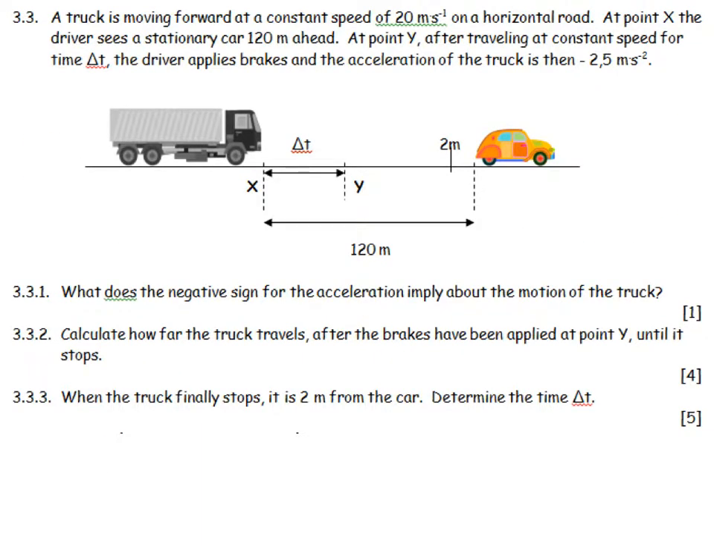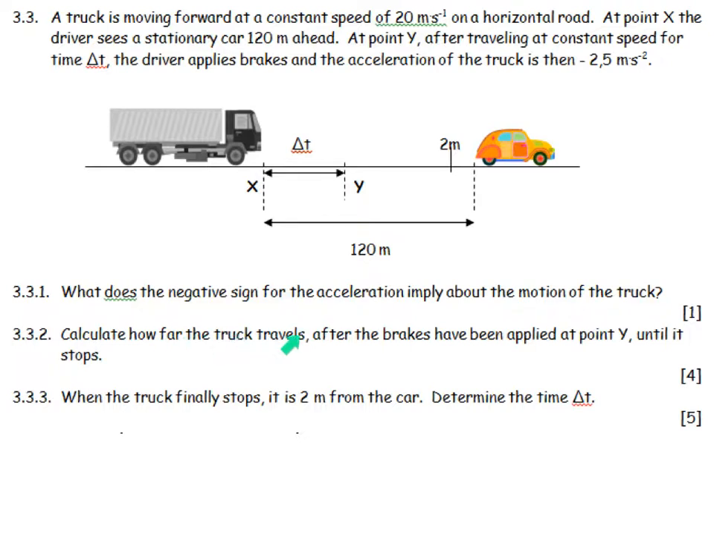The truck is moving forward at a constant speed of 20 meters per second on a horizontal road. At point X, the driver sees a stationary car 120 meters ahead. At point Y, after traveling at a constant speed for a certain time, the driver applies brakes and the acceleration of the truck is minus 2,5 meters per second squared. What does the negative sign for the acceleration imply about the motion of the truck? That it was slowing down.